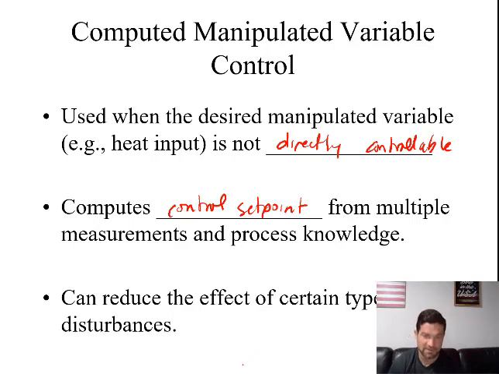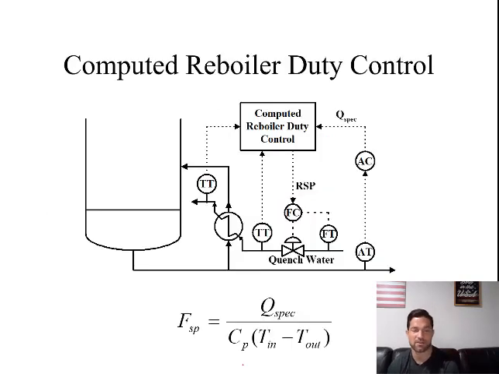Okay, again, we'll do another example of this next time, but let's just look at one here. So here's an example of computed reboiler duty control. Here we're using quench water to heat a distillation column. So we have quench water flowing through the system.